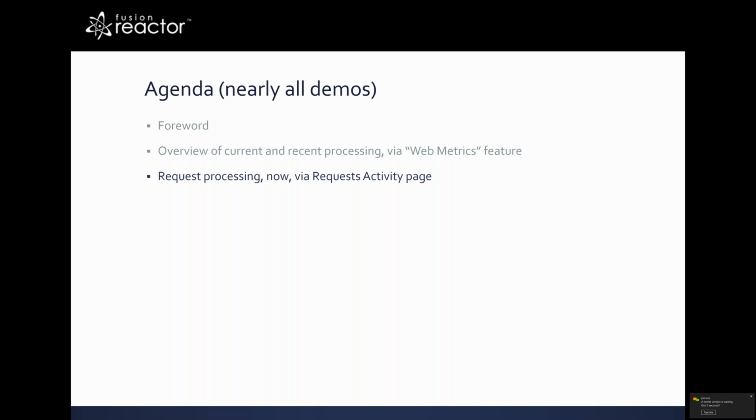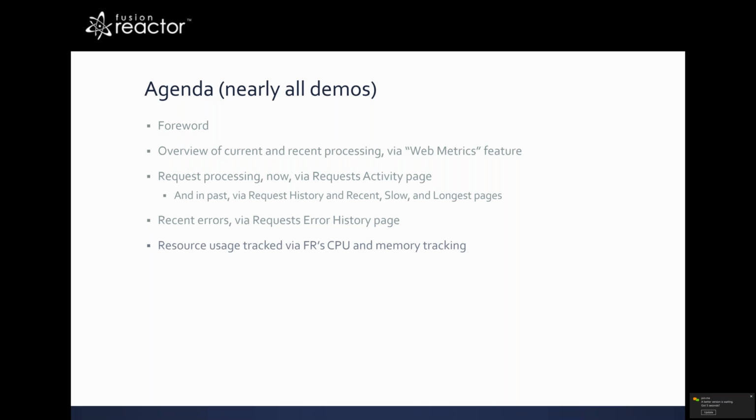A lot of people don't even know about this, don't think about it, because their head's not in the game of what's going on with requests. They're focused on other things. So we'll talk about that and why it's important. And then you might want to see what's been going on recently. So there's a request history page, and slow requests, and longest requests, and I'll explain the difference between those. And then there's a recent errors page, so you can look at request error history to see if you've had application errors in your application server.